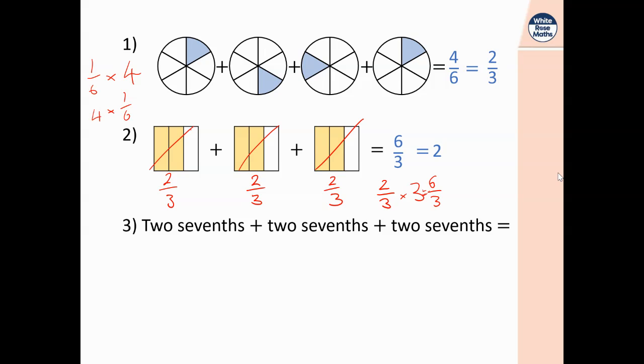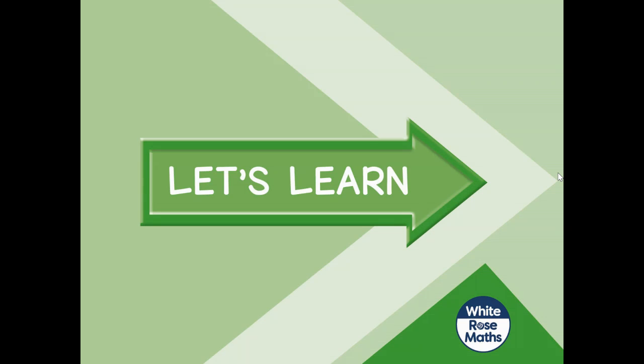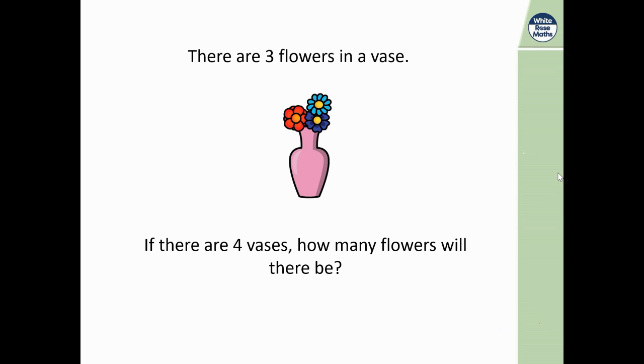All right, the third question. 2/7 plus 2/7 plus 2/7 is 6/7. 2 add 2 add 2 is 6, and we stay in the sevenths. 6/7. All right, so let's move on to what we're actually learning today. So there are 3 flowers in a vase. If there are 4 vases, how many flowers would there be? So quickly pause the video now and have a try at that one yourselves.